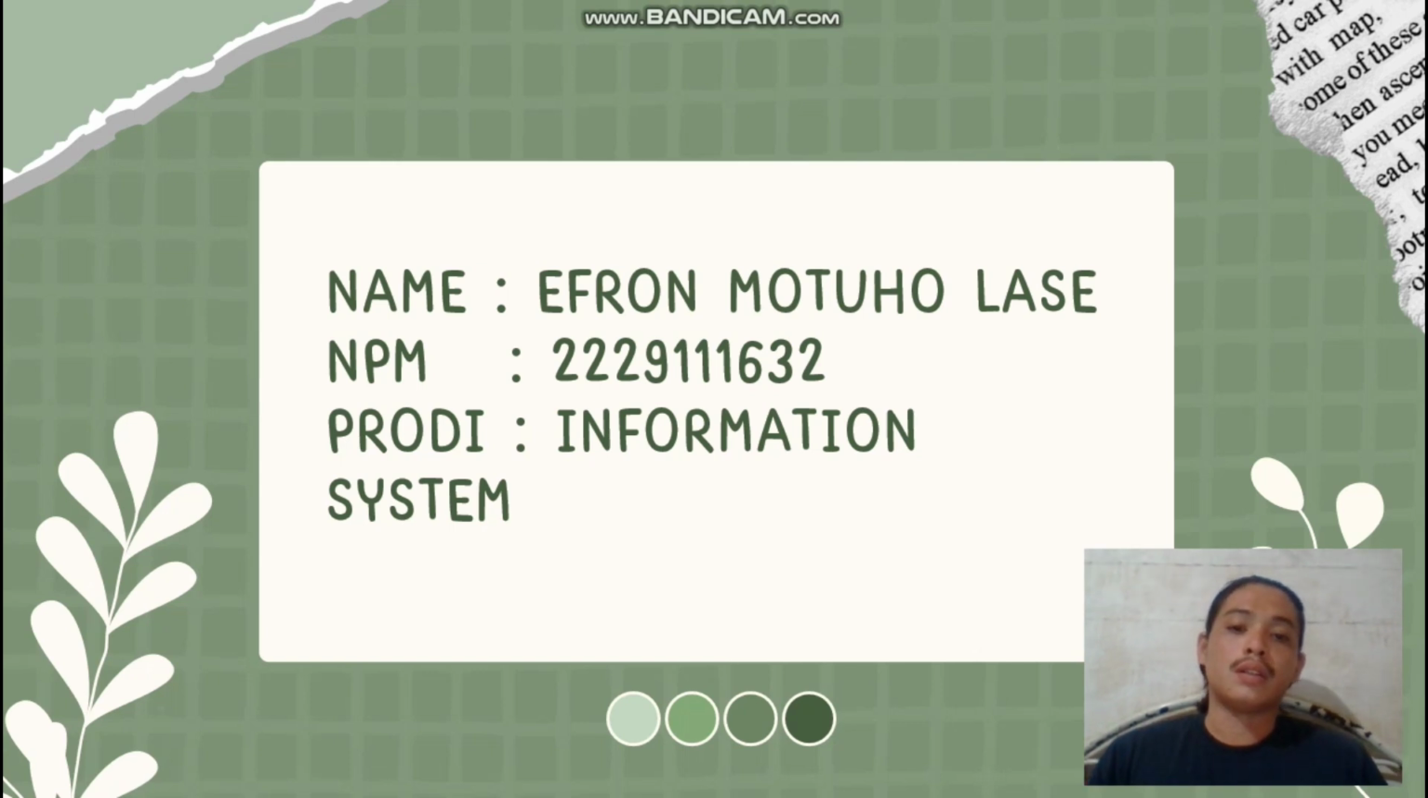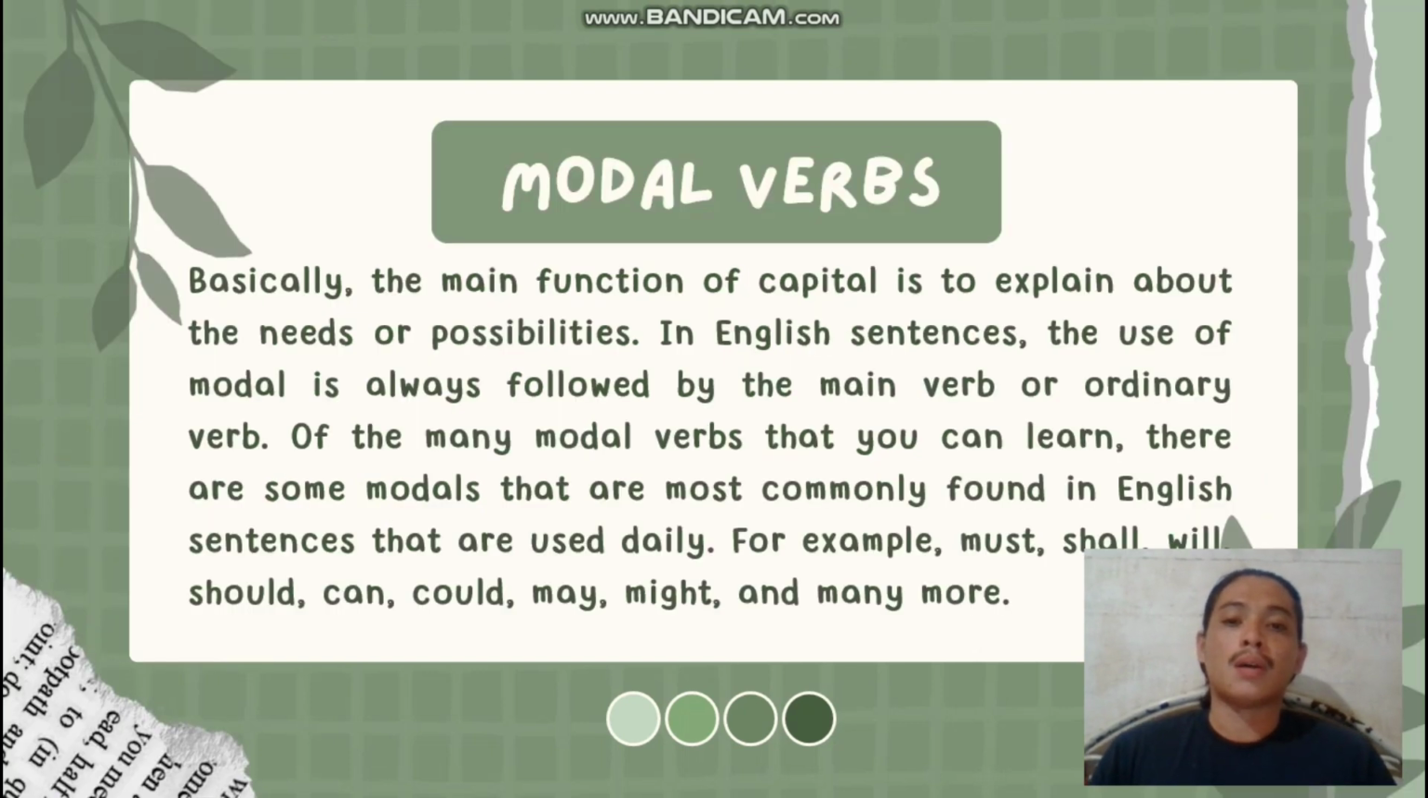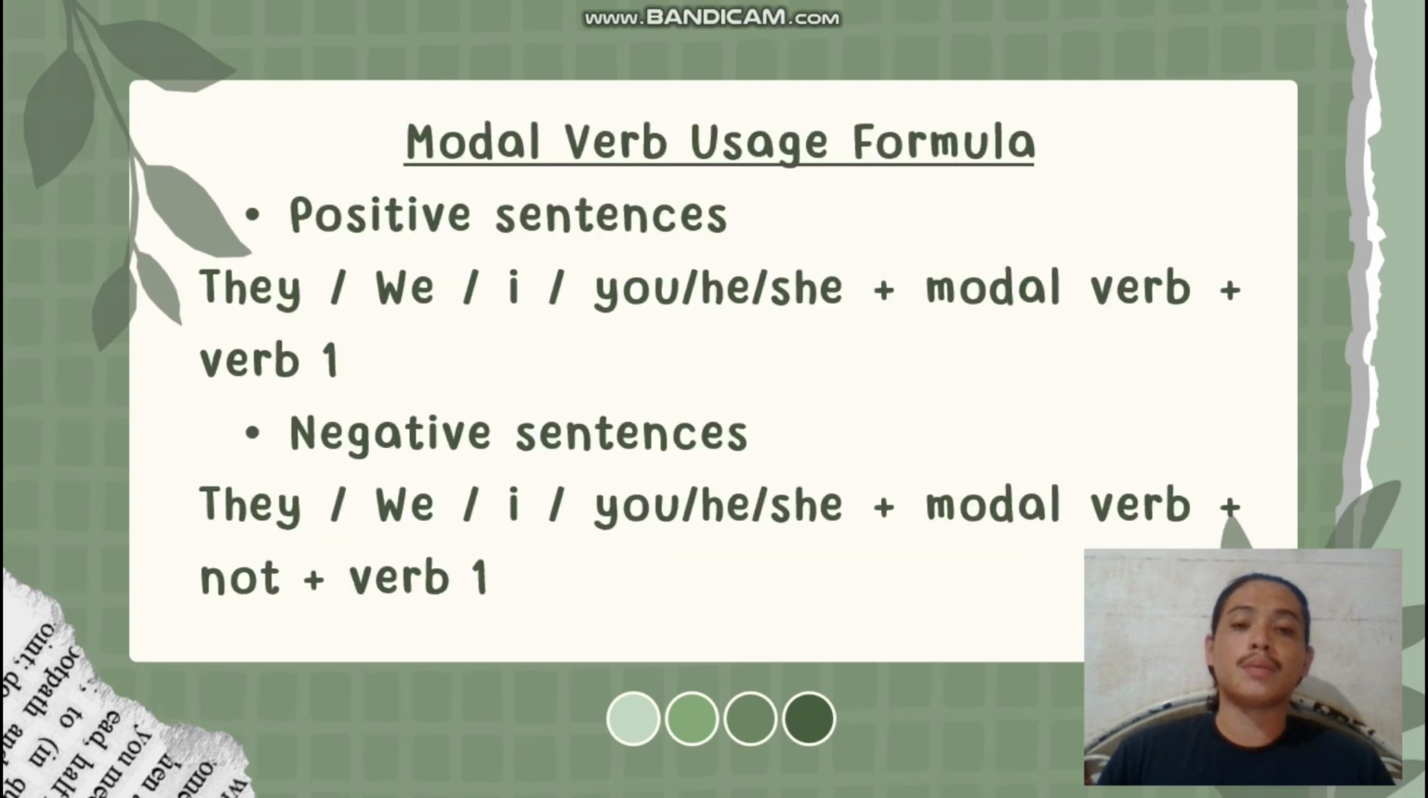Okay, here we go. Modal verbs. Basically, the main function of modals is to explain the needs or possibilities in English sentences. The use of a modal is always followed by the main verb or ordinary verb. Of the many modal verbs that you can learn, there are some modals that are most commonly found in English sentences that are used daily. For example: must, shall, will, should, can, could, might, and many more.